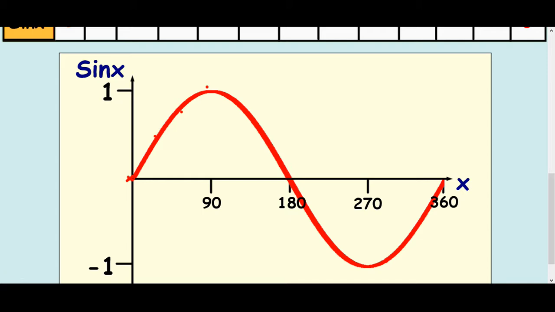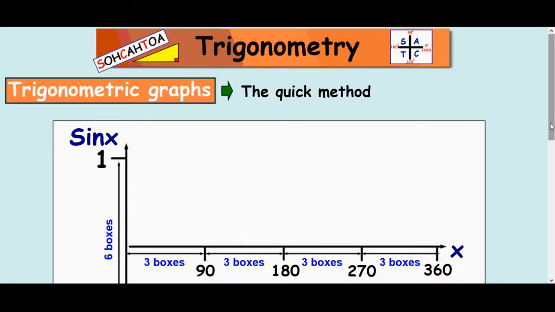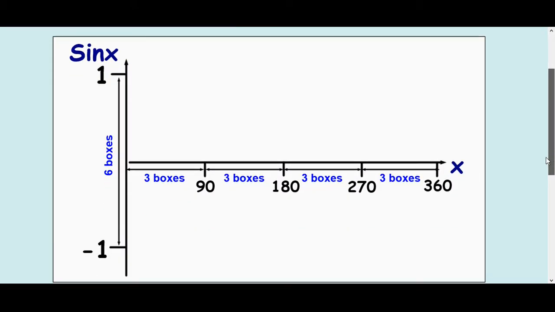Now in terms of a quick way of doing it, you could just draw this kind of thing. This is what I was talking about before. 3 boxes, 3 boxes, 3 boxes. Now you can just plot your points if you know where they are. That one goes 0. At 90 it was up to 1. At 180 it went down to there. At 270 down to -1. And there back up. That's a very quick way of doing it. It's a kind of fast way.